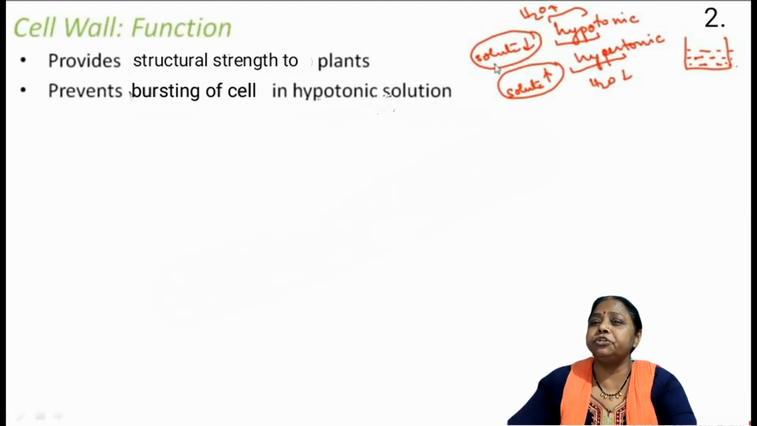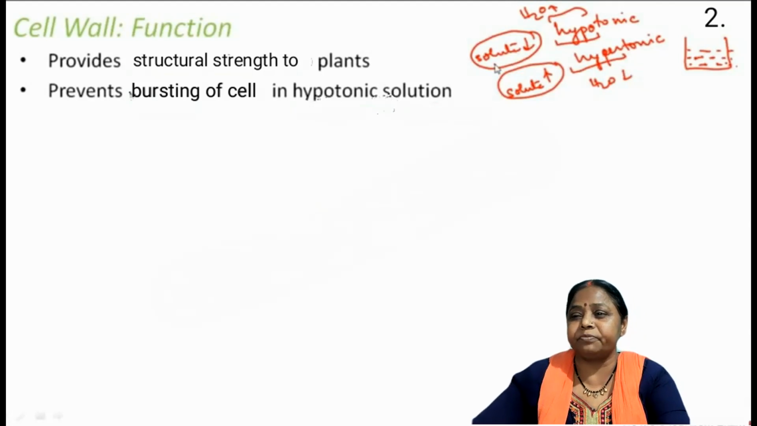And in such a solution, if you keep a plant cell, what will happen? Water enters inside the cell. Now the cell will swell up, the plasma membrane will get extended. Now it will exert pressure on the cell wall, and a counter pressure by the cell wall is exerted on the plasma membrane.